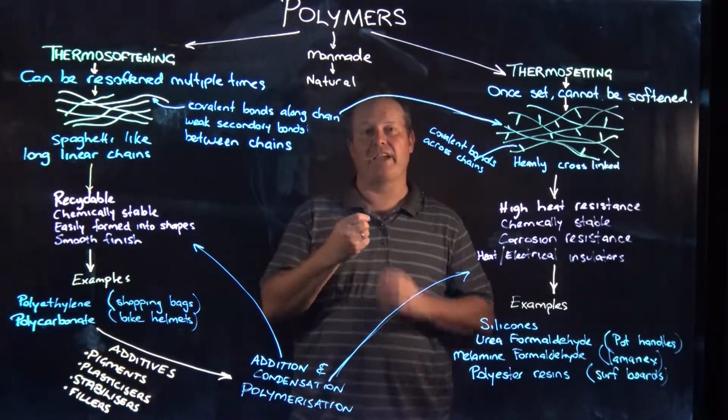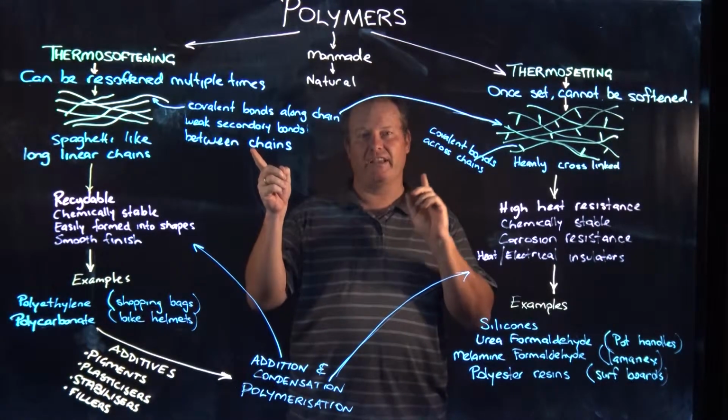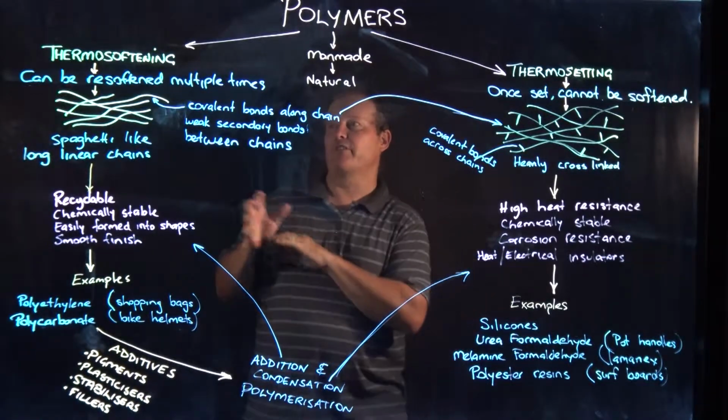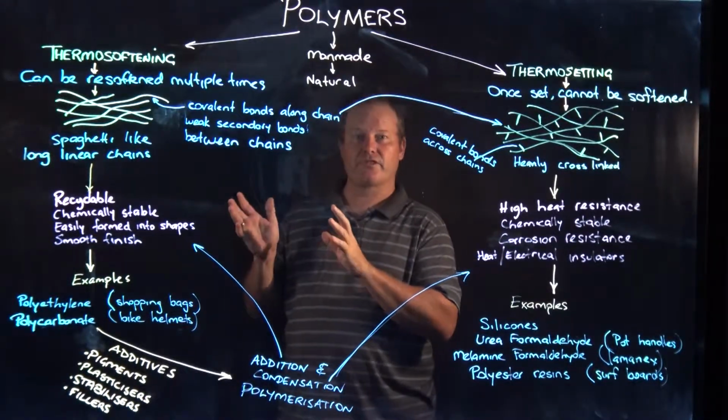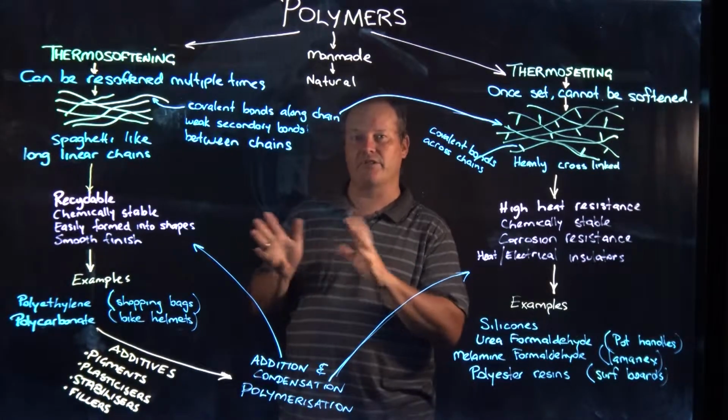Polymers can be both man-made and natural, and we break polymers into two groups, thermo-softening and thermo-setting. We'll deal with thermo-softening first. They can be reused, like the name says, they soften with heat. So as long as you heat it up, you can reshape them unlimited times.